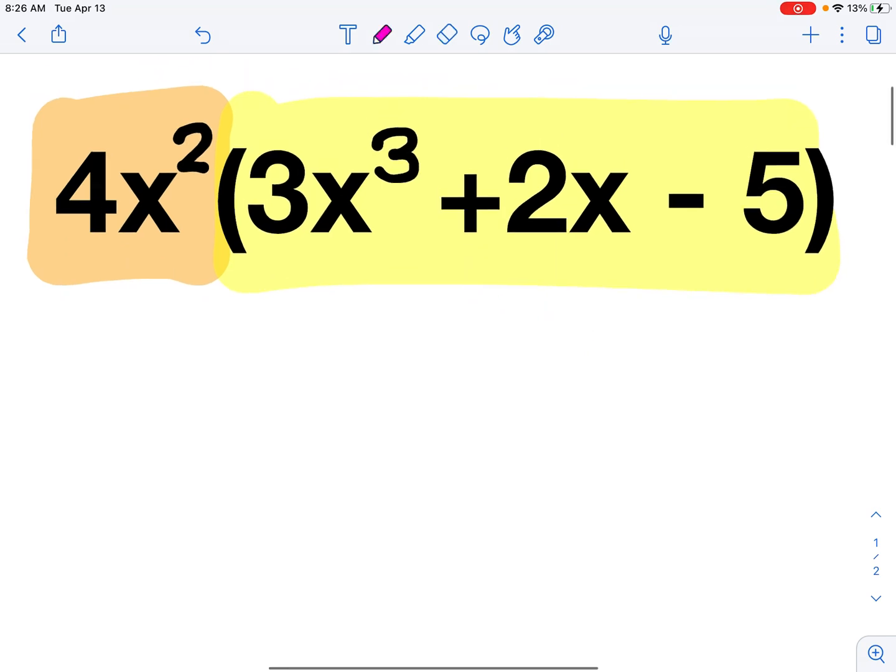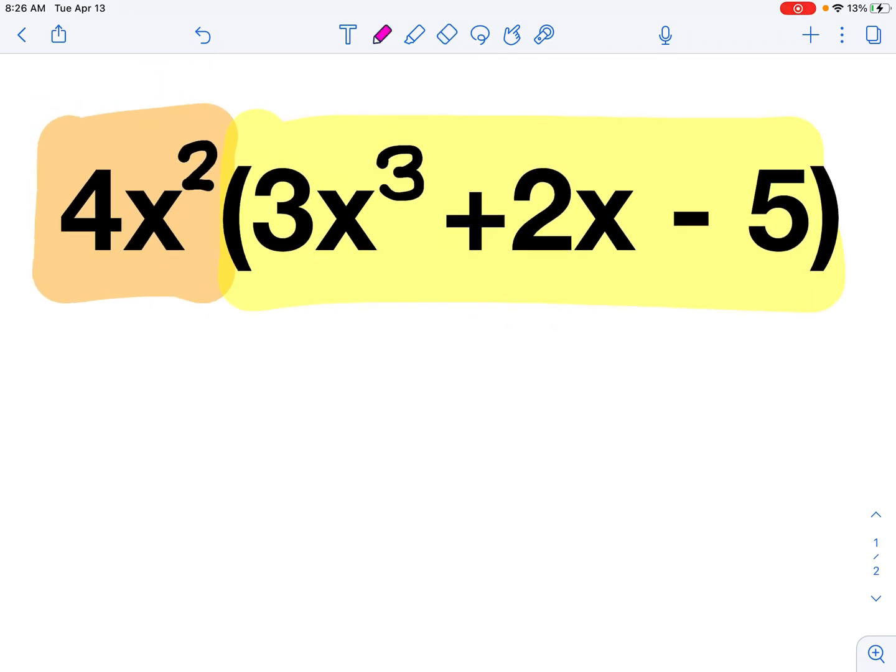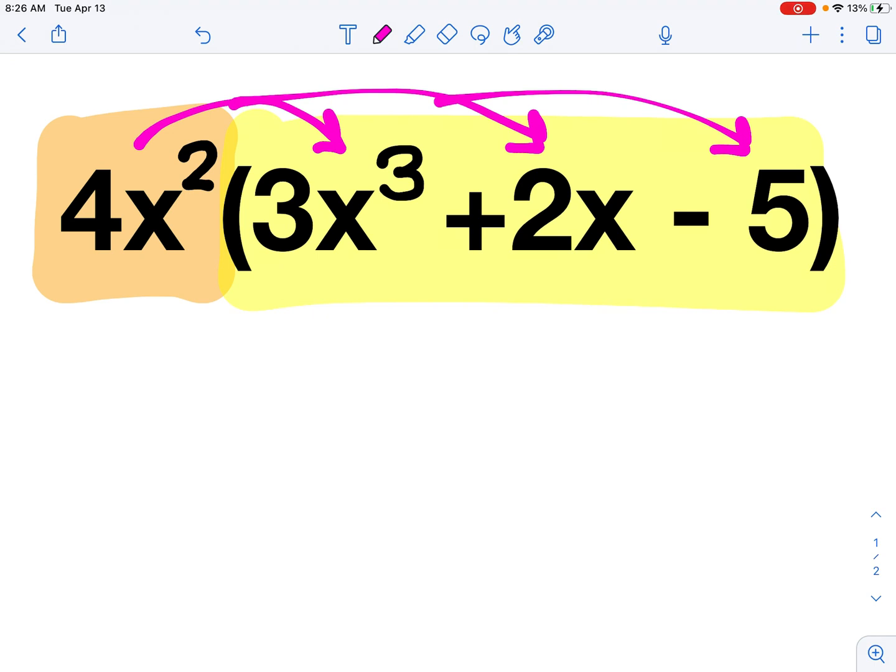I think of it the exact same as distributing a plain number, a constant like 2 or 3 or 4. So when I'm multiplying, I need to take this 4x squared and multiply it by every term inside my parentheses. When I do this, I'm using my exponent laws and adding the exponents.